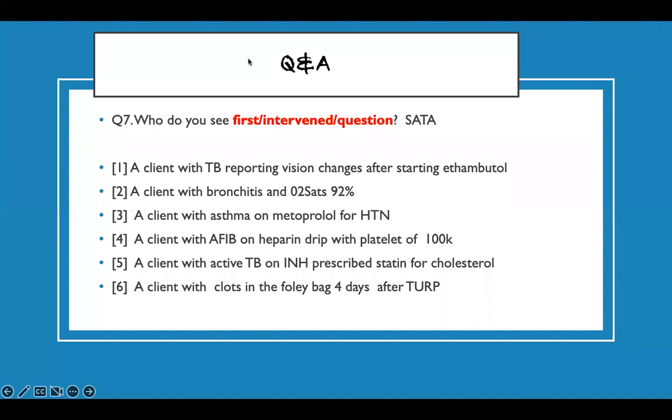Now, I also put this, I just want to trick you guys a little bit, get you guys thinking. There's some you have to intervene, there's some you have to see first, and some you have to question.